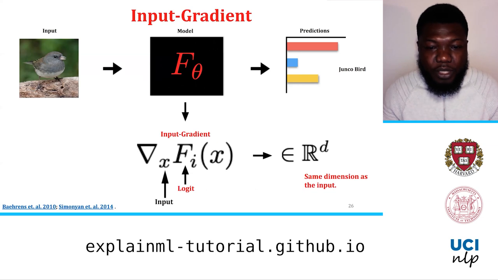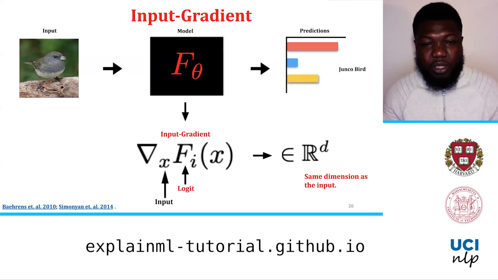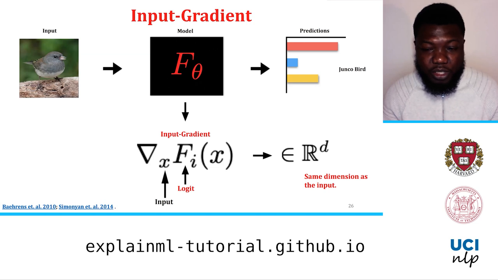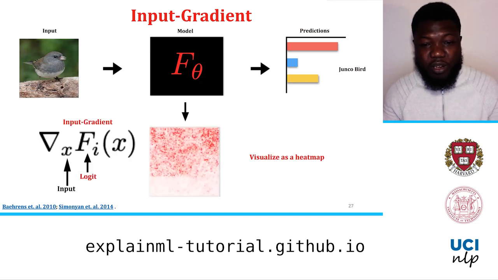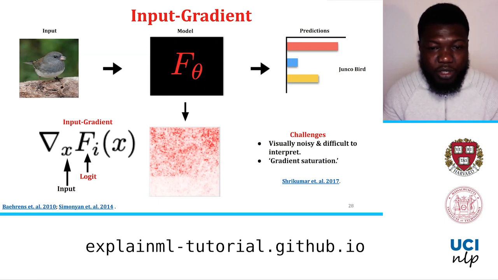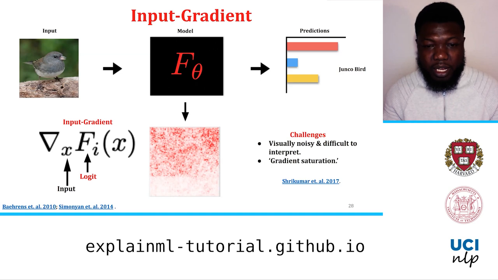So the first saliency map technique we'll consider is the input gradient, and this is the derivative of the class-specific logit with respect to the input. And so this input gradient is in R^D, which is the same size as your input, so you can visualize it in the form of a heat map. And there are a few challenges that you have with this input gradient. One of them is known in the literature as either gradient saturation or sensitivity issue.